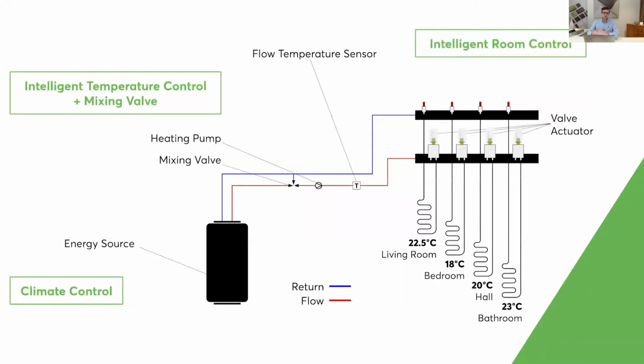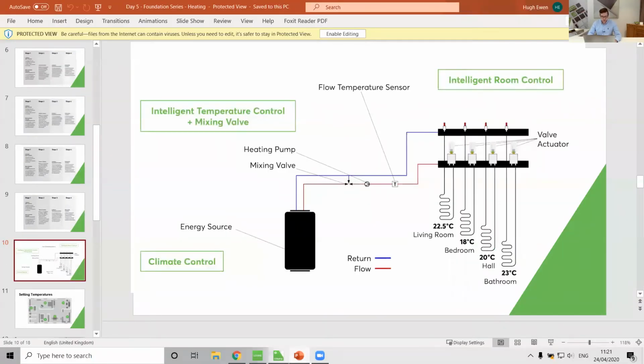Cool. And so if we then put all of those function blocks into the places that they would be on this diagram, this is what we end up with. Our climate controller is for the source. Temperature controller and the mixing valve is for this bit here, and then the room controllers are for this bit here. I've bored you enough with slides, let's configure it.